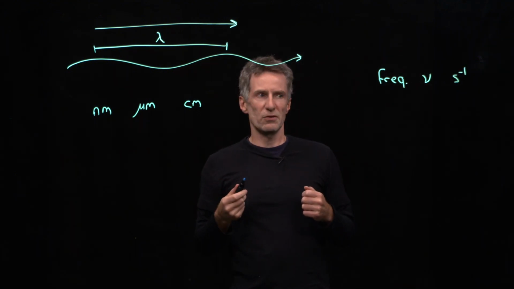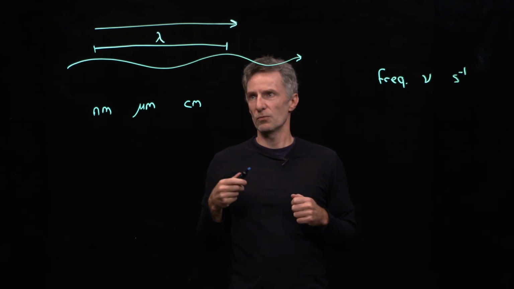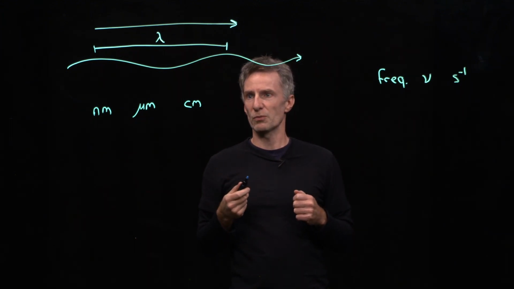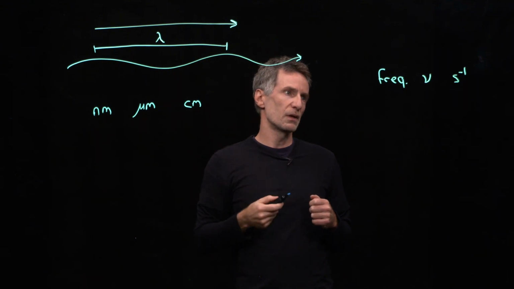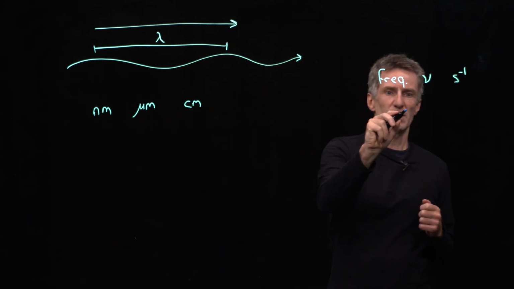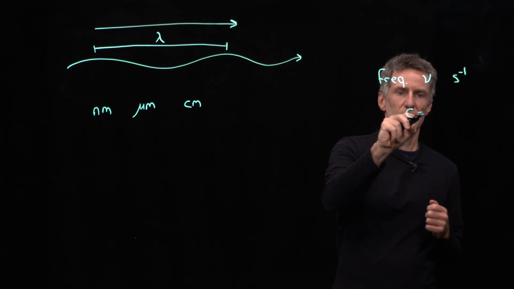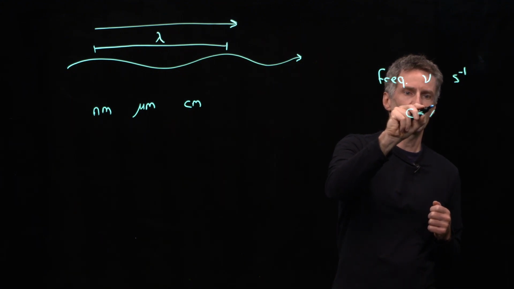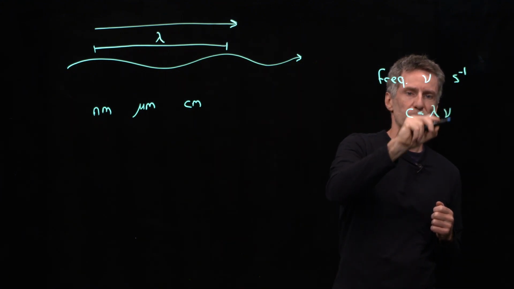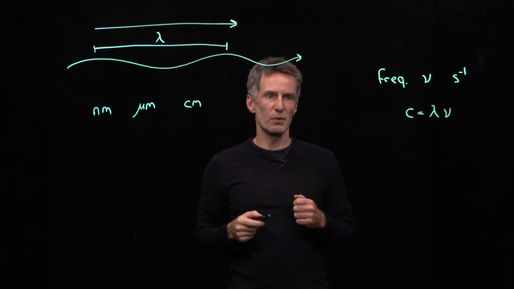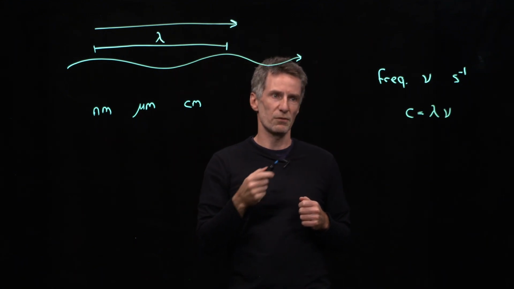Because electromagnetic radiation moves at the speed of light, we have a very natural relationship between the wavelength and the frequency, which is that the speed of light, c, is equal to the wavelength times the frequency. This is a very easy way to convert between wavelength and frequency.